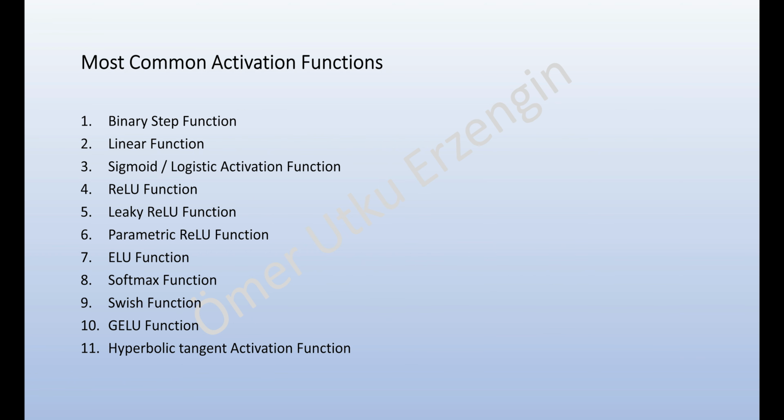The activation function has an important role in the ANN calculation. The activation function is a mathematical function that introduces nonlinearity into the output of the neuron. The most known activation functions are binary step function, linear function, sigmoid or logistic activation function, ReLU function, Leaky ReLU function, parametric ReLU function, ELU function, softmax function, swish function, GELU function or Gaussian error linear unit function, and hyperbolic tangent activation function.